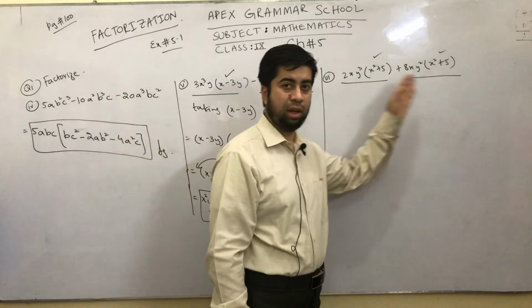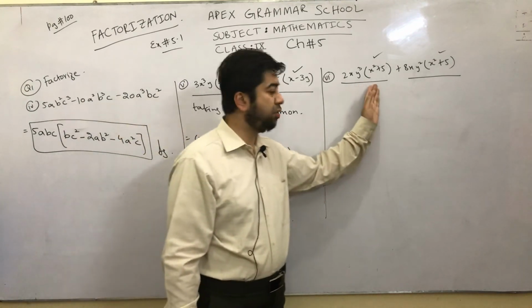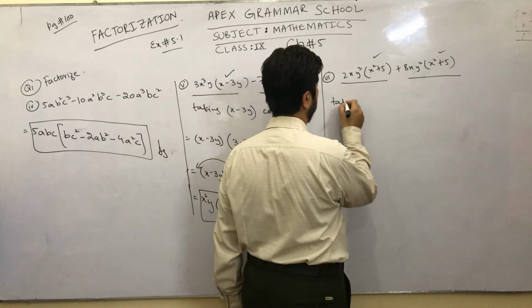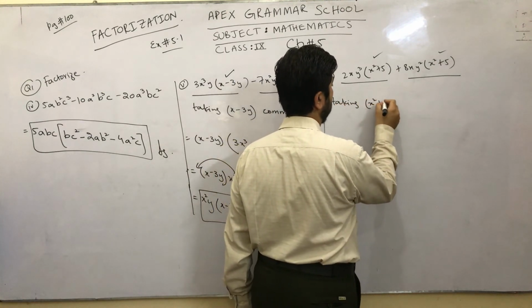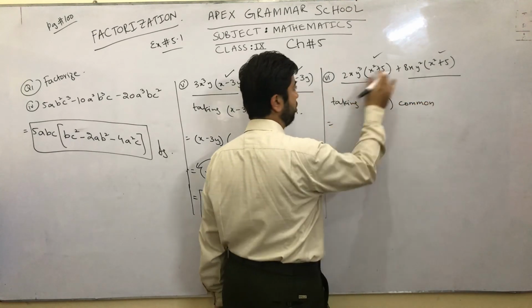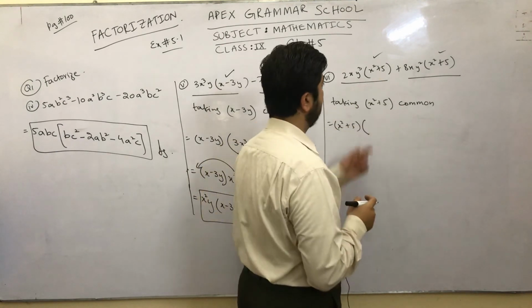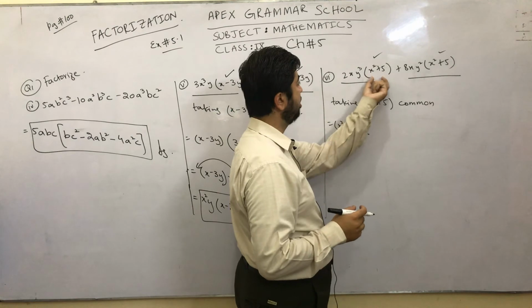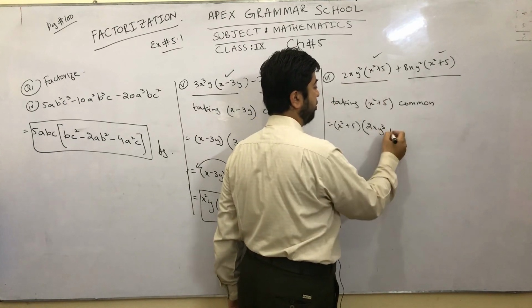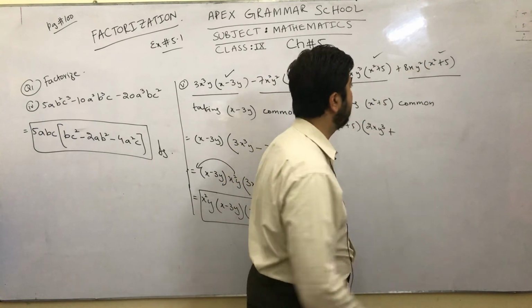So what is common here? Think about it. You see that x square plus 5 is common here and x square plus 5 is also common here. So taking x square plus 5 common, after taking this x square plus 5 common, what is left? That is 2xy cube. After that, positive sign. So x square plus 5 is common here. What is left here? That is 8xy square.